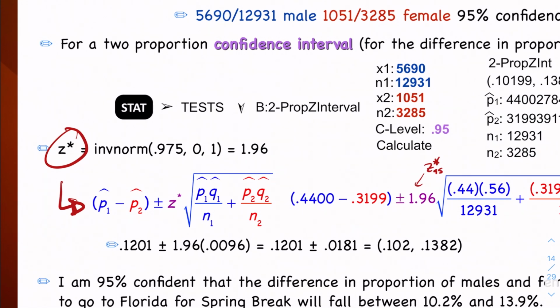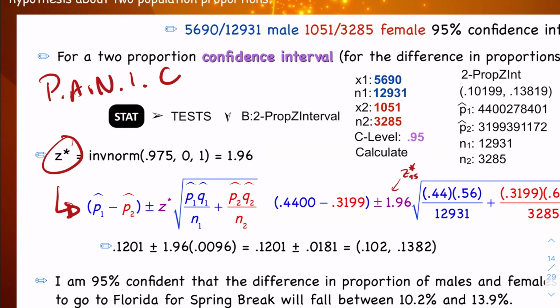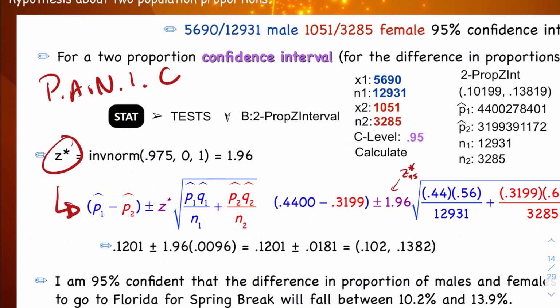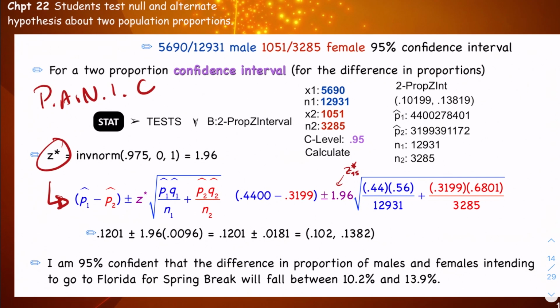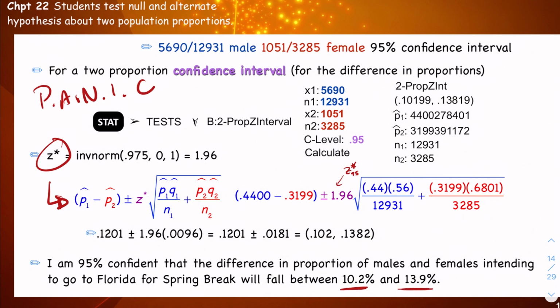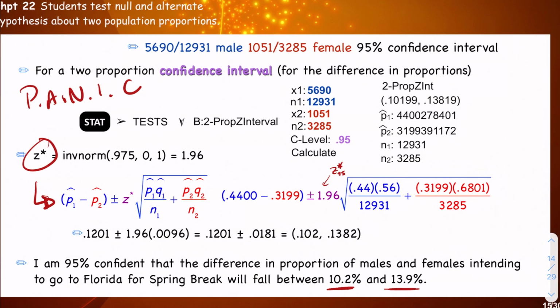And if we're finishing up our steps in PANIC, I am 95% confident that the difference in proportions of males and females attending to go to Florida for spring break will fall between 10.2% and 13.9%. This is talking about the difference in males versus females. Or since we wrote males first, males are more likely to go on spring break and act stupid than females in college, between 10.2% of the time to 13.9% of the time.